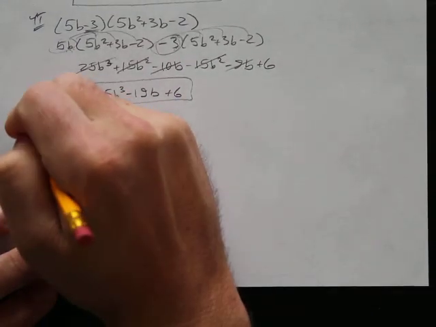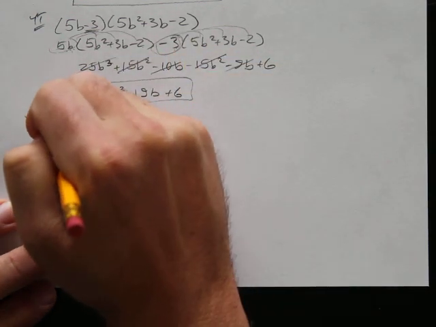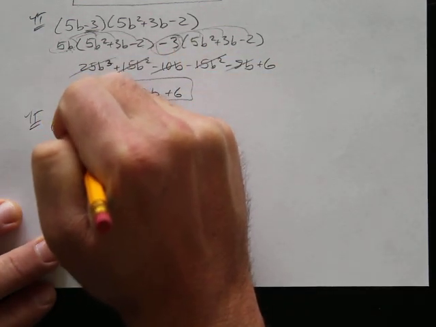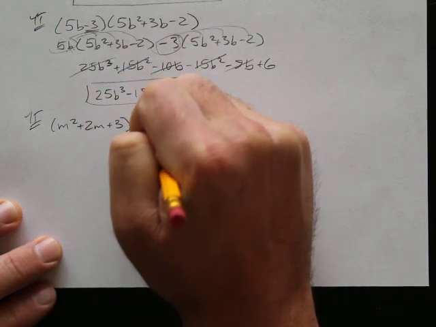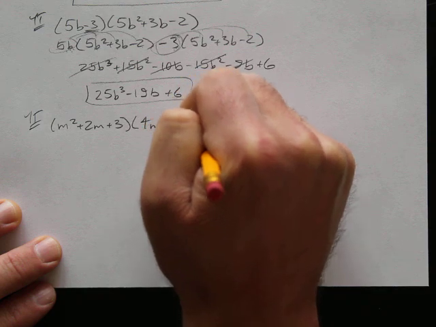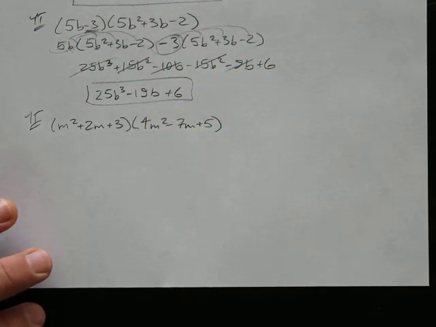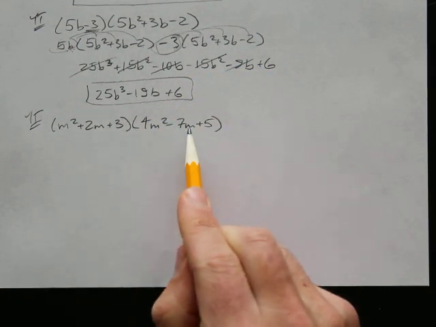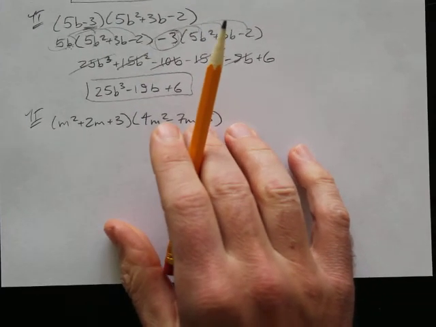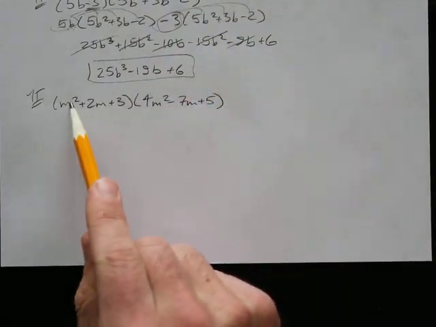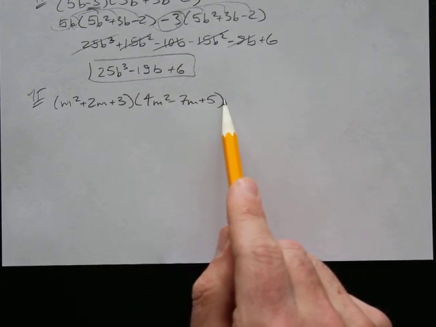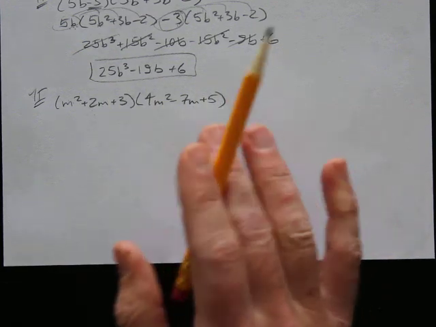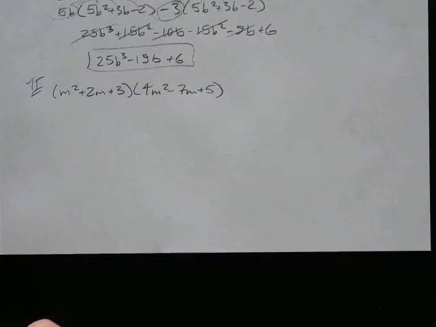Okay, I've got another you-try for you. This is the last one. M squared plus 2m plus 3 times 4m squared minus 7m plus 5. Okay, notice this is a trinomial times another trinomial. So you're going to do the same thing. I'll help you set this up. The m squared times all of this, plus 2m times all of this, plus 3 times all of this. So that's the hint I'm going to give you as you get started. Pause and get to work here. Go.